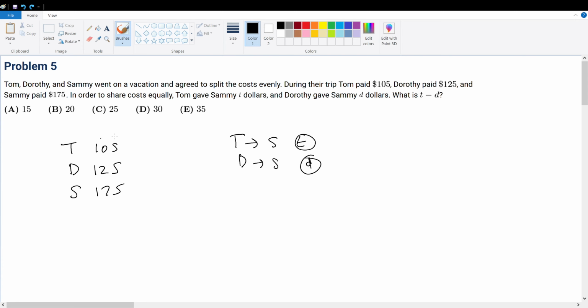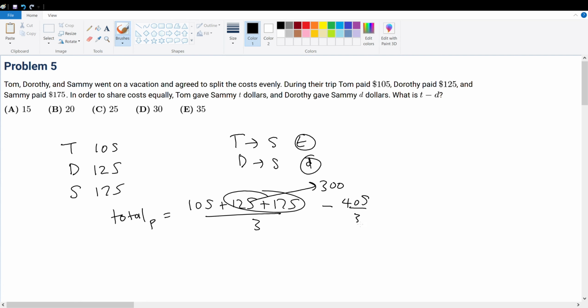But the net pay amount cannot exceed the total amount of costs. So the total that each person paid at the end should be 105 plus 125 plus 175 divided by 3. Summing this, we get 405 divided by 3, which is the same thing as 135. So each person ultimately paid, or should have paid, $135. Now, Sammy obviously paid way over $135, right?